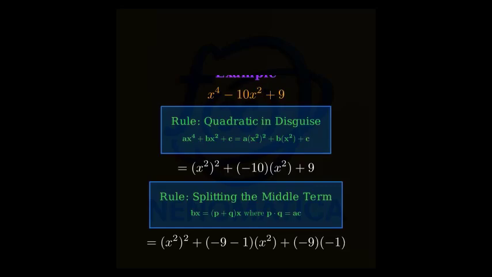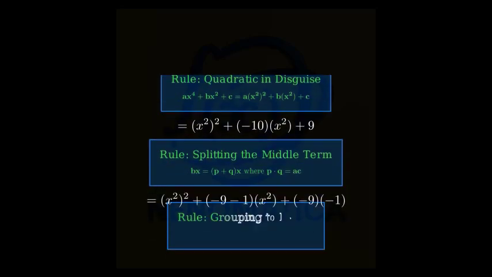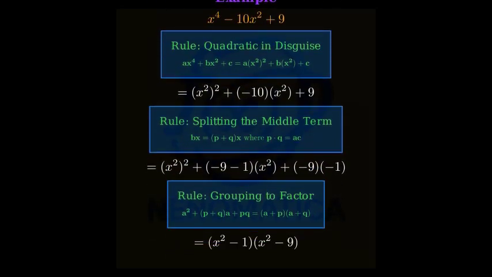To do this, we need to break down the middle term negative 10x squared. We need to find two numbers that multiply to give 9 and add up to negative 10. Those numbers are negative 9 and negative 1. So we rewrite our expression as (x squared) squared plus (negative 9 minus 1) times (x squared) plus (negative 9) times (negative 1). Now, we can apply the factoring pattern for a quadratic expression.